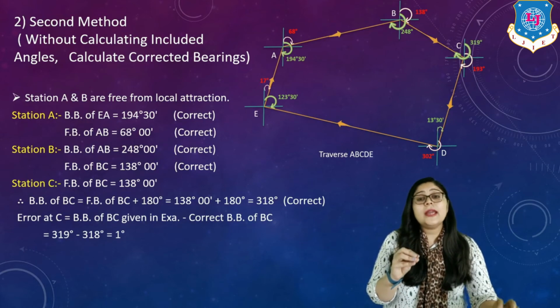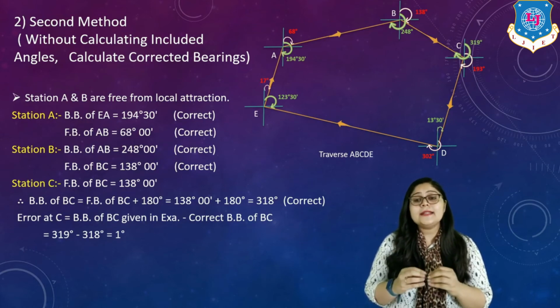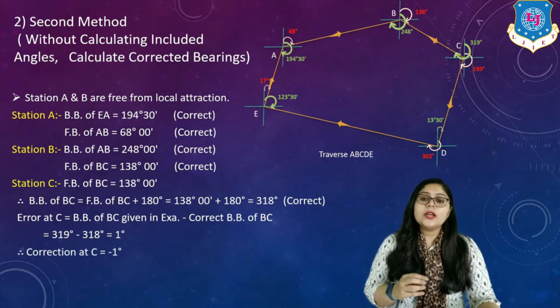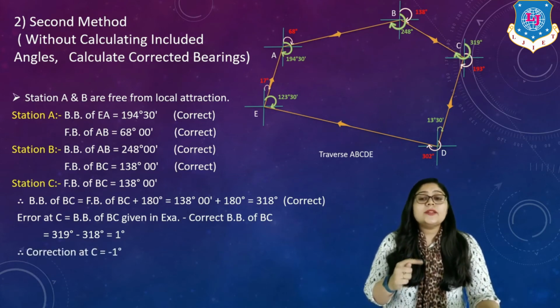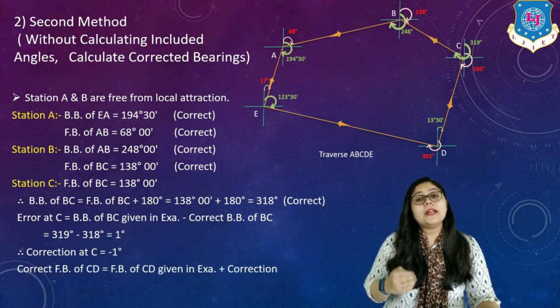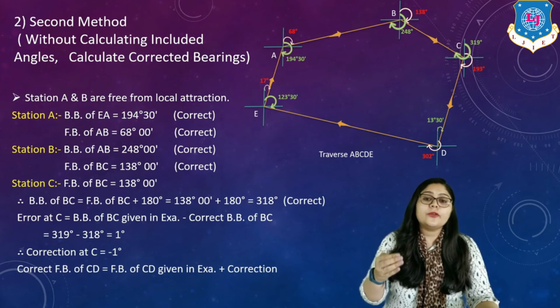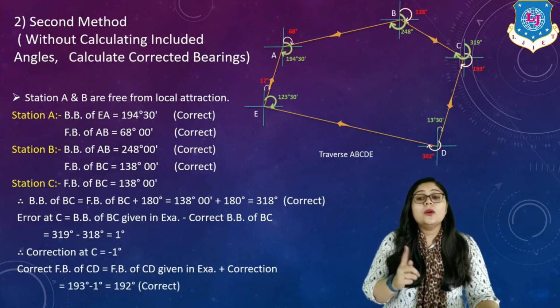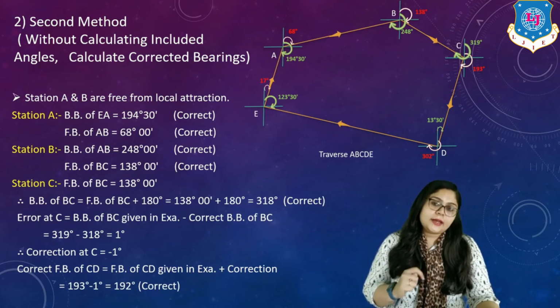Now whatever error I get, I simply add or subtract it for the next line, right? So here the error is 1 degree, so the correction is minus 1 degree. So the corrected fore bearing of line CD is equal to the fore bearing of CD given in the example plus the correction. It means it is 192 degrees. That is the correct answer, right?